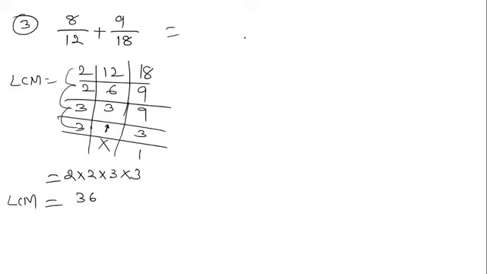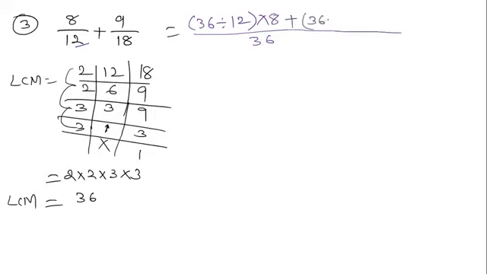So this is our new denominator. This you have to remember. So I write here 36. So next step is in bracket, first write 36 divided by the first denominator, 12, multiplied by its numerator. Numerator is 8. Plus sign is there. So I write here plus sign. In second bracket, again write the 36 divided by the second denominator, 18. So I write here 18 multiplied by its numerator, 9.